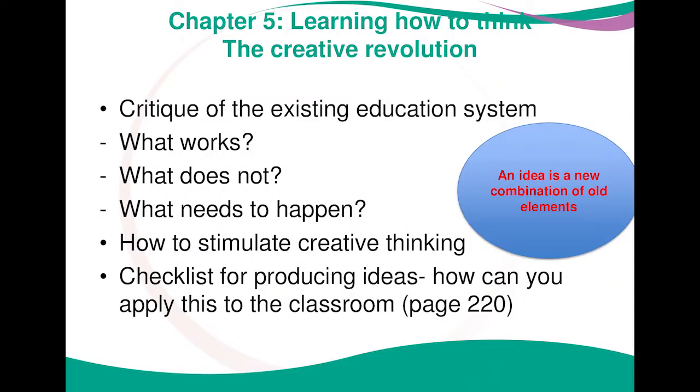So chapter 5 in your book talks about learning how to think. It's called the Creative Revolution. And it gives you details on how you can produce ideas and new ideas. And you'll notice on the slide that an idea is a new combination of old elements. I think that's quite a nice thing from your textbook as well.